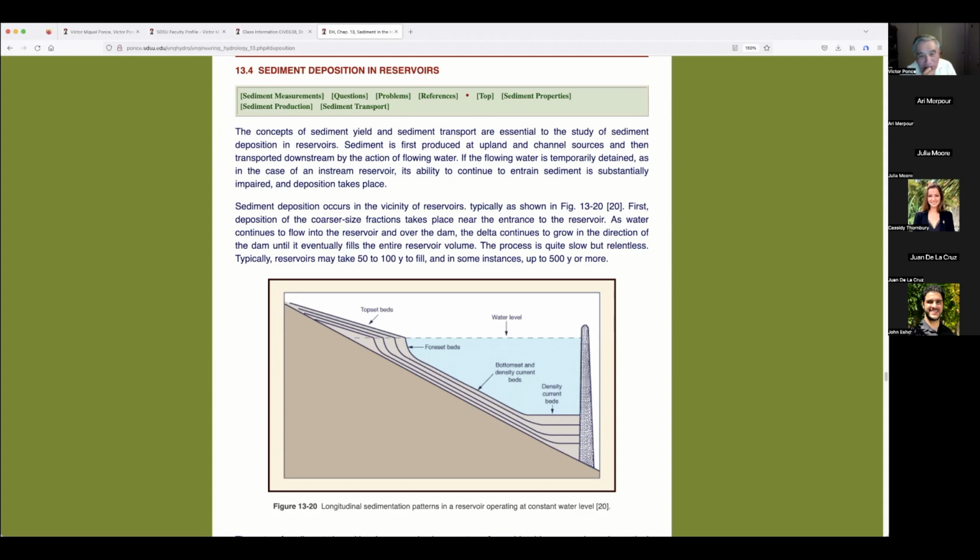The process is quite slow but relentless. Typically, reservoirs may take 50 to 100 years to fill, and in some instances up to 500 years or more. There are some reservoirs that have been operating for more than 100 years and they're still not full.